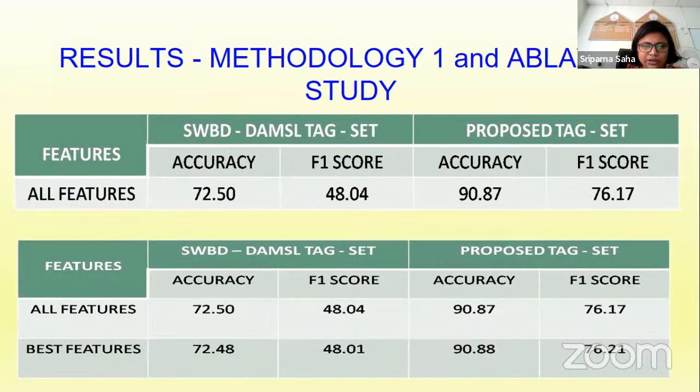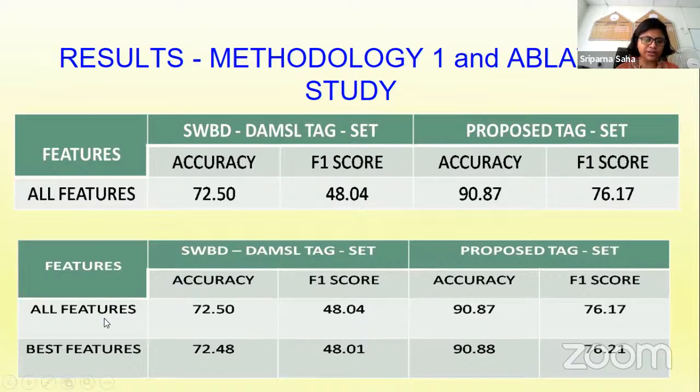accuracy shown here. You can see that there are 2 tag sets. Originally there are 42 tags in the Switchboard corpus, and we merge these 42 tags into 5 tags, as I mentioned earlier, generating a coarse grain tag set. That is our proposed tag set. With all features, the accuracy was 72.50, but with our proposed tag set, we get 90.87. Similarly, F1 score was 48.08, but with the proposed tag set, we get 76.17.